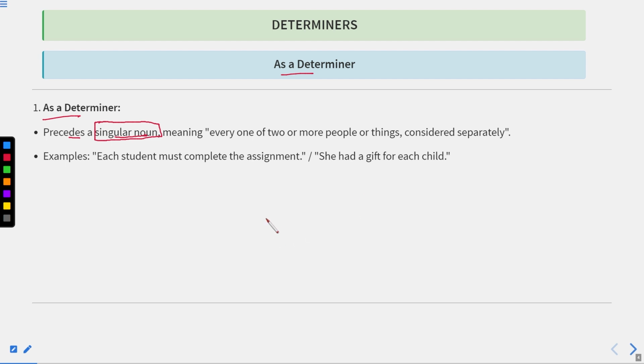It means we write each, and just after each we write noun, and this noun should be singular noun. Okay, this noun should be singular noun. Okay, so this is the basic thing about each, that each is always followed by singular noun, meaning every one of 2 or more people or things.